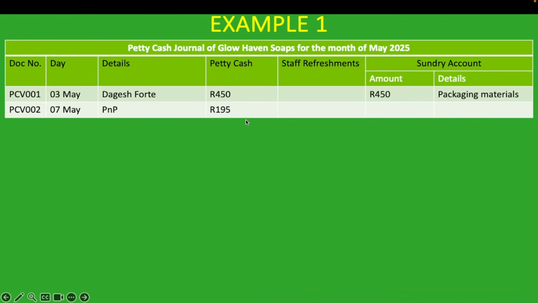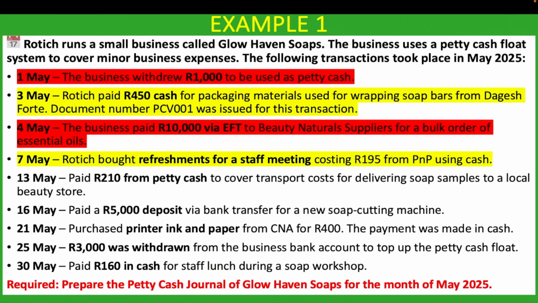Now, do we have a column for refreshments? Of course we do. Staff refreshments. And so we're going to put the 195 Rand under staff refreshments. Do you see what you do when you have a column for a particular account or particular expense? That's where you'd put the amount, and there would be nothing under sundry account because you have a column for staff refreshments. If you didn't, like I've mentioned a few times, you'd put it under sundry account. But since we do, you just put the amount under the staff refreshment column. So let's go back, highlight that one as we've just completed it.